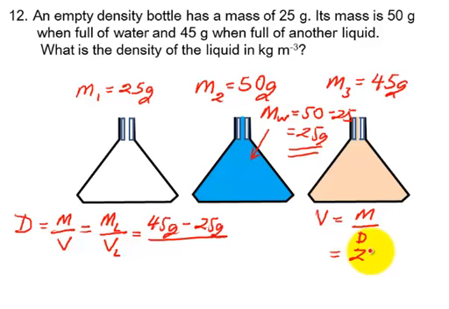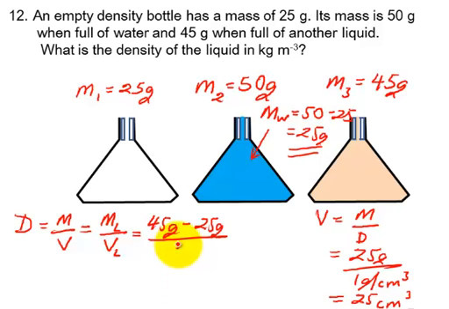The mass of the water inside the density bottle is 25 grams. The density of the water, we remember it is 1 gram per centimeters cubed. And this will be equal to 25 centimeters cubed. This is the volume of the water inside the density bottle. Therefore, the internal volume of the density bottle is also 25 centimeters cubed. That means any liquid which is put in this density bottle will have the same volume as the volume of the density bottle itself. And therefore, the volume of this liquid is 25 centimeters cubed.